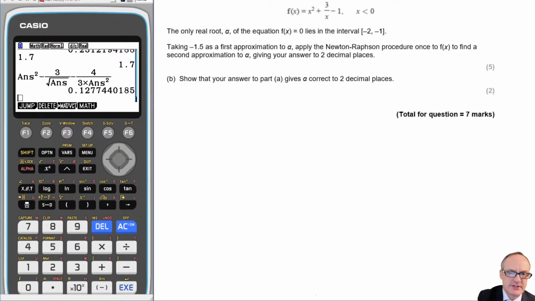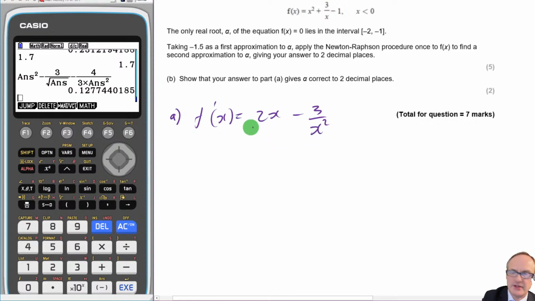Sorry about that, just missed the end of that. So what we're going to do is the only real root to the equation lies within the interval -2, -1. Taking -1.5 as the first approximation, apply the Newton-Raphson procedure once to find the second approximation. So if we apply the Newton-Raphson, we've got to find f dashed of x. So f dashed of x comes out to be 2x minus 3 over x squared.